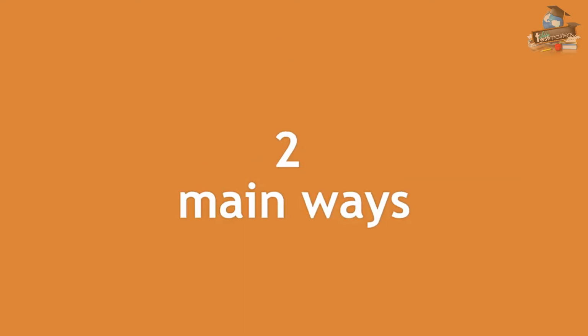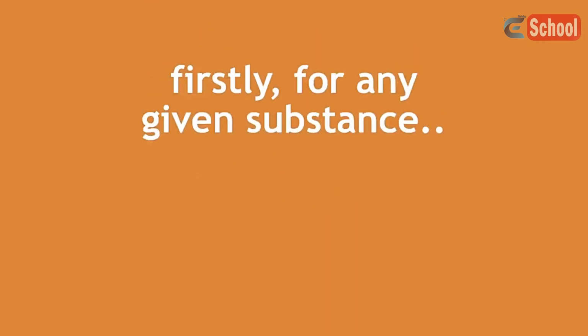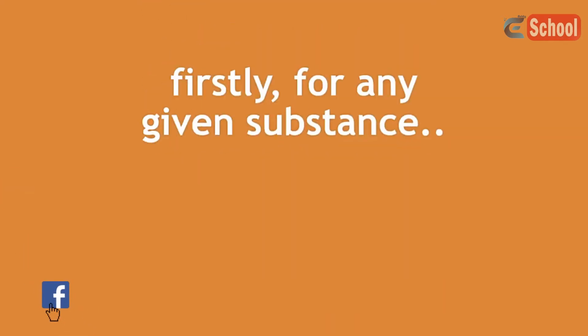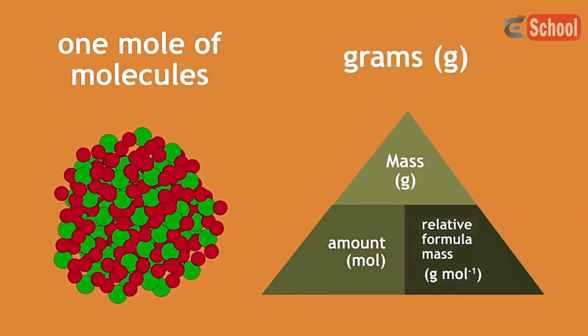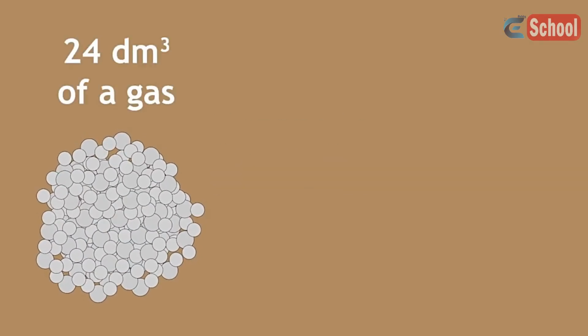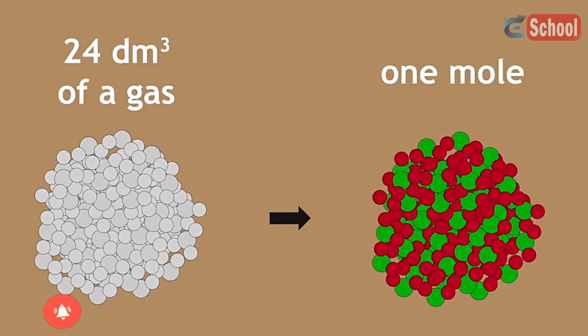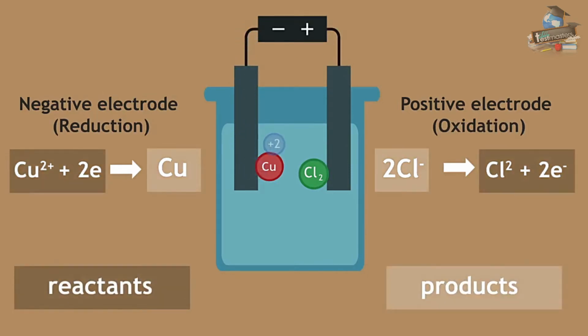There are two main ways that this can be done. At this stage, you should be aware of three key facts. Firstly, for any given substance, 1 mole of molecules is equivalent to the relative molecular mass of a substance in grams. Secondly, 24 decimeter cubed of a gas represents 1 mole. And thirdly, the number of electrons transferred during the electrolysis dictates the ratio between reactants and products.